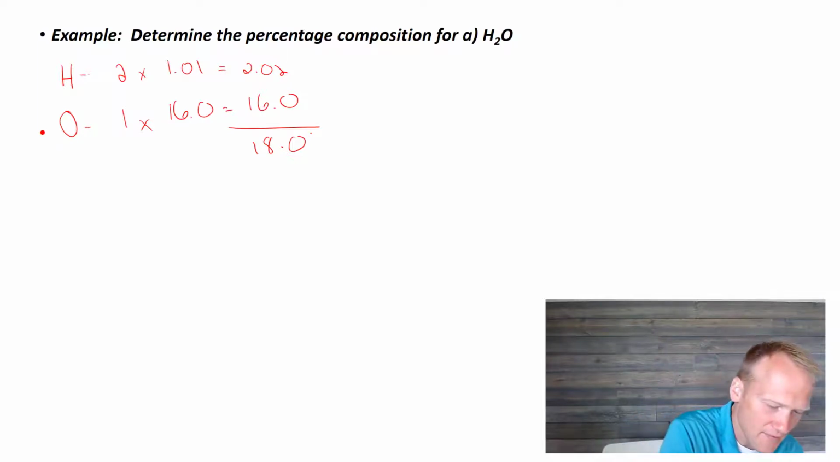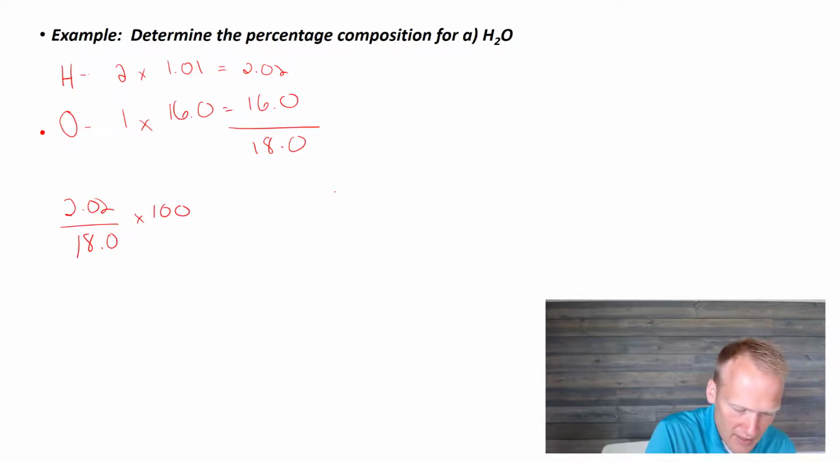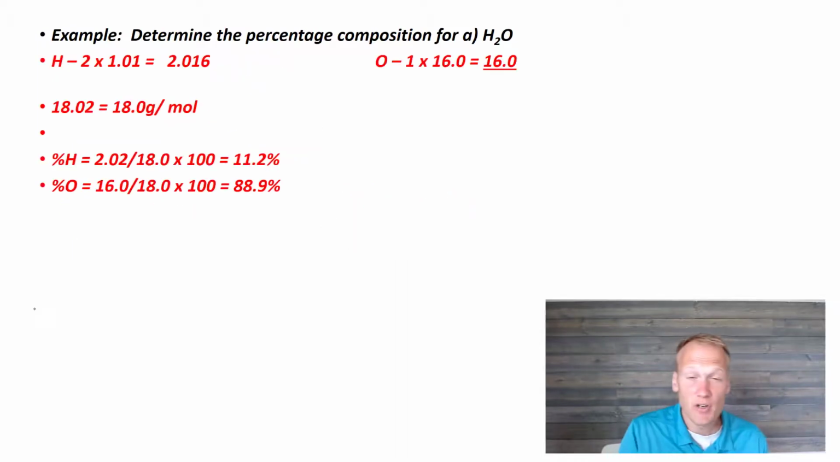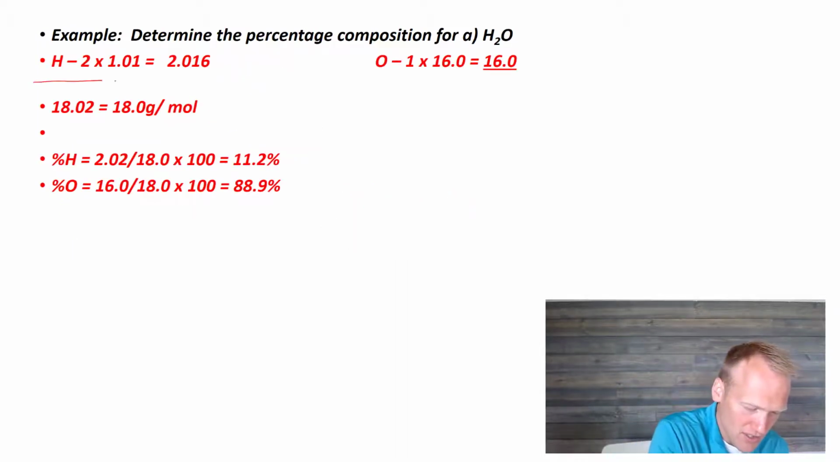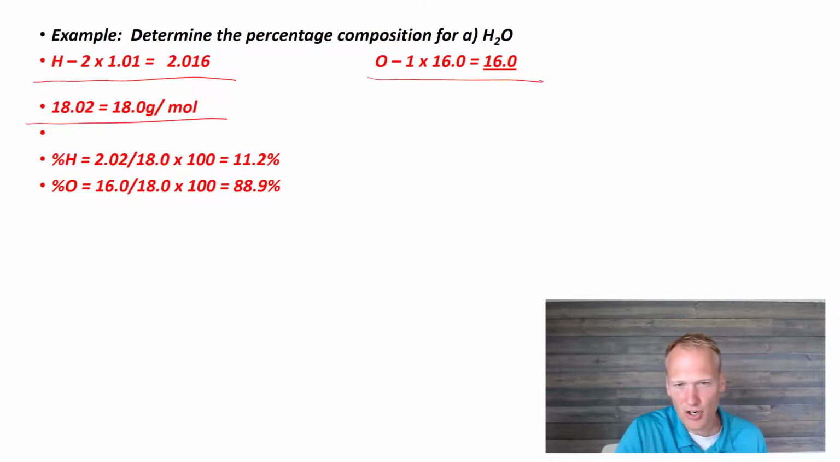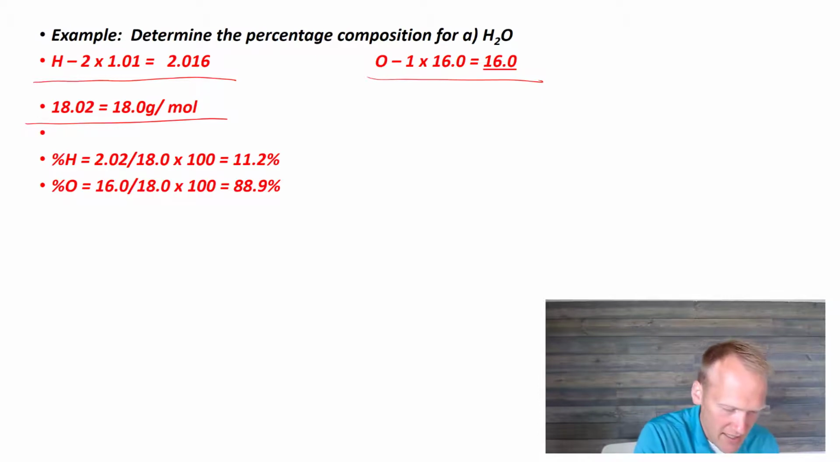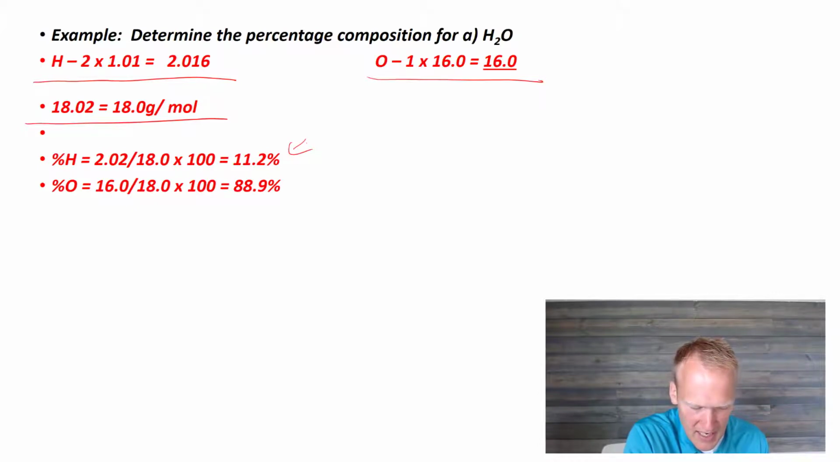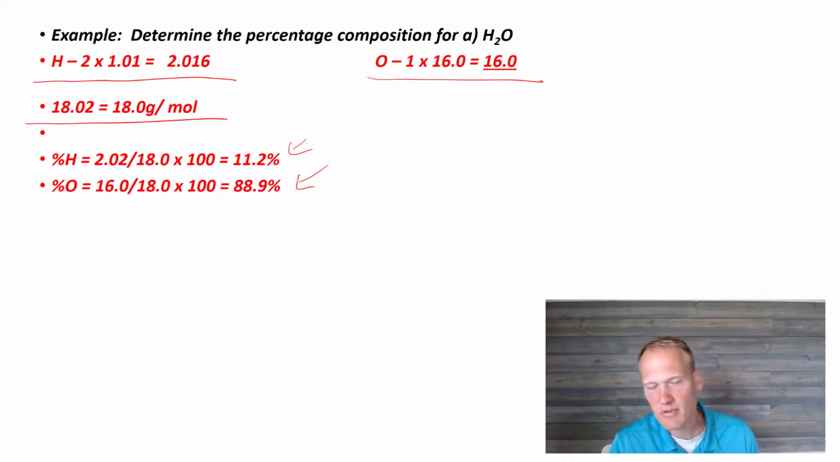So for instance, if I wanted to know the percent comp of hydrogen, I'd take the part that's hydrogen, 2.02, and I would divide it by 18 and then times it by 100. If I wanted to know the part that was oxygen, I'd take 16, I'd divide by 18, and then I'd multiply by 100. So if we take a look here at the completed equation, there's our hydrogen, there's our oxygen, there's our total, our whole part. And after we divide the part by the whole part, we would get 11.2% hydrogen and 88.9% oxygen.